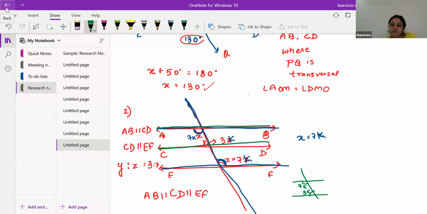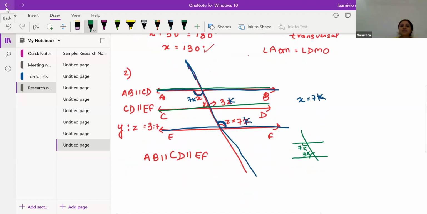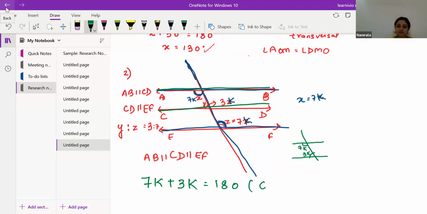Do you know that? Yes. Rumaisha, do you know that? Yes, ma'am. Can we write 7K plus 3K will be 180 degrees, that is co-interior? Yes, ma'am. Just a moment. I don't know why. Okay, let me.